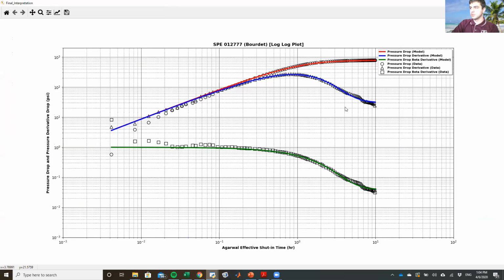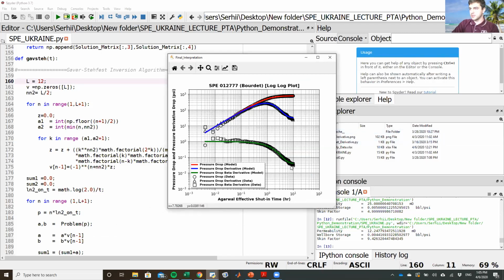And you see we're getting a pretty good match, essentially. And so this green line is essentially our pressure drop beta derivative, right? And to put it simply, it's just our pressure drop derivative divided by our pressure drop. You can also do some sort of additional diagnostics with it, but yeah, that's how you can use it.